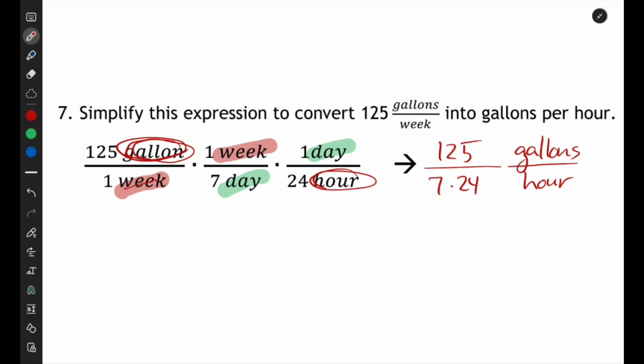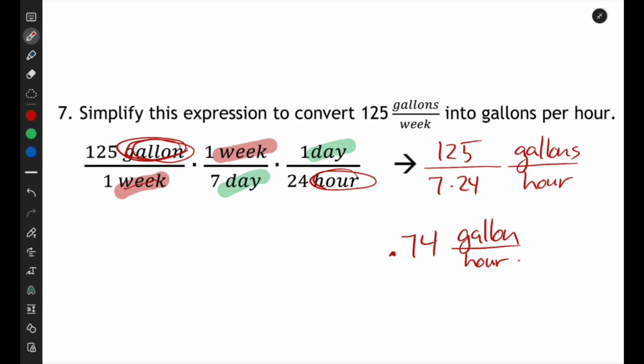But I believe, if I'm guessing, it was 0.74. This is just from memory. When I made the answer key, I'm pretty sure that's what I got. 0.74 gallons per hour. So 125 gallons per week is almost 3/4 of a gallon per hour. Certainly every 2 hours, it would be about 3 gallons if we added those up.